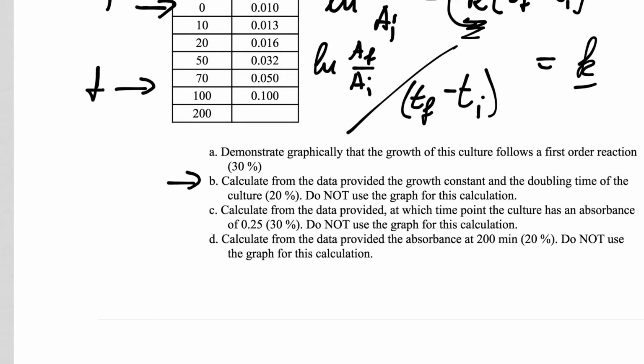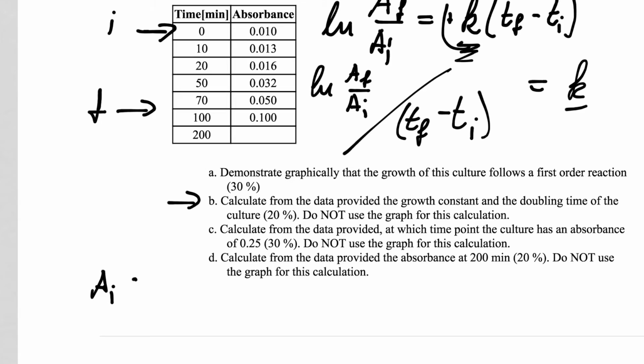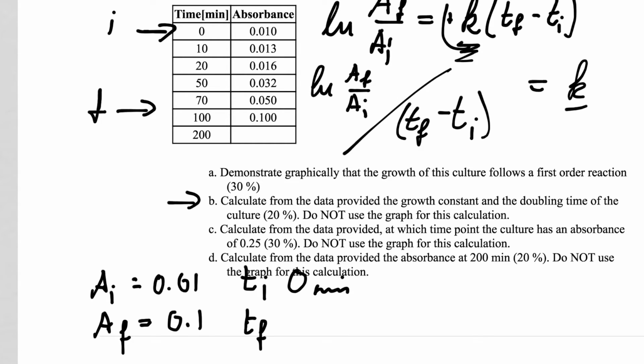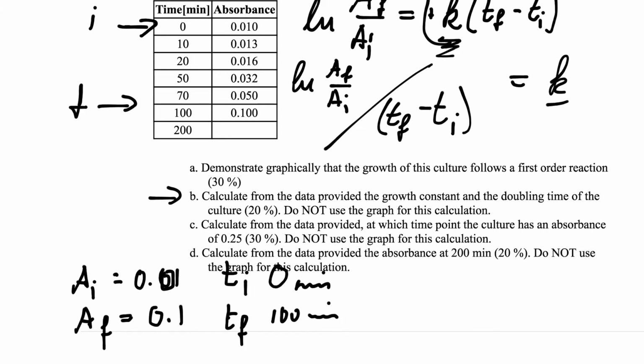So in a way, we can do a little table, if you like. And we can say, okay, A initial. This would be the initial absorbance, 0.01, and the corresponding time would be 0 minutes. Yeah? What would be A final? Very simple. It would be 0.1, you are absolutely right. T final, in this case, would be, of course, 100 minutes. Yeah? And now I have all the information that I need to whack that in.